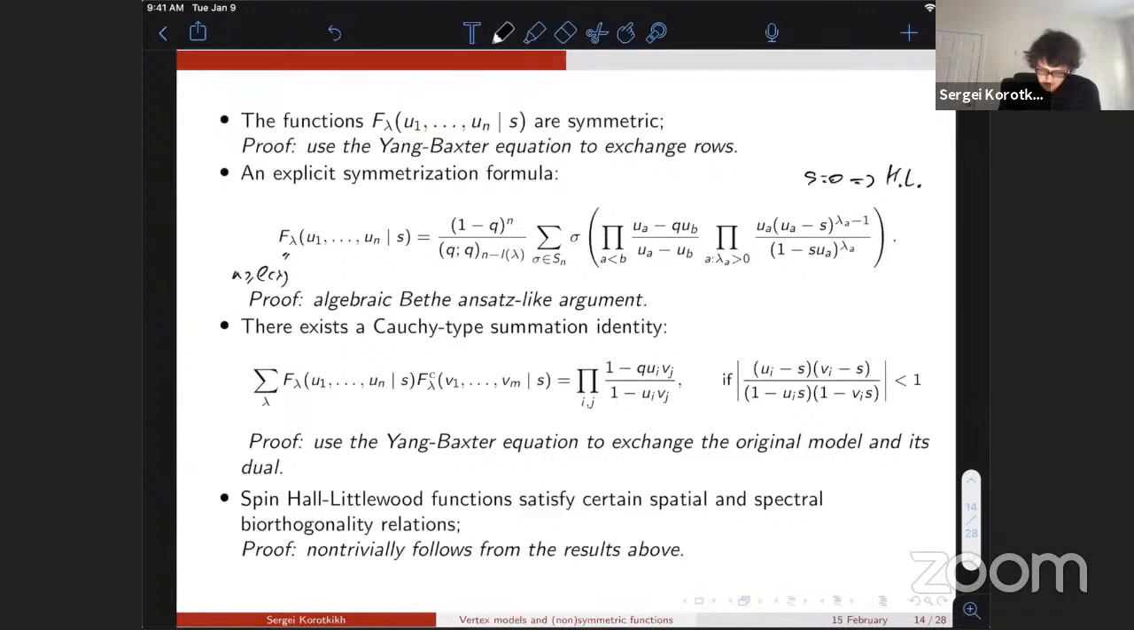I see. So, okay, there are actually, in the literature, several analogs of spin Hall-Littlewood functions, and they have different properties. Here I'm talking about the version of them which has a certain stability property, which more resembles the classical theory of symmetric functions.